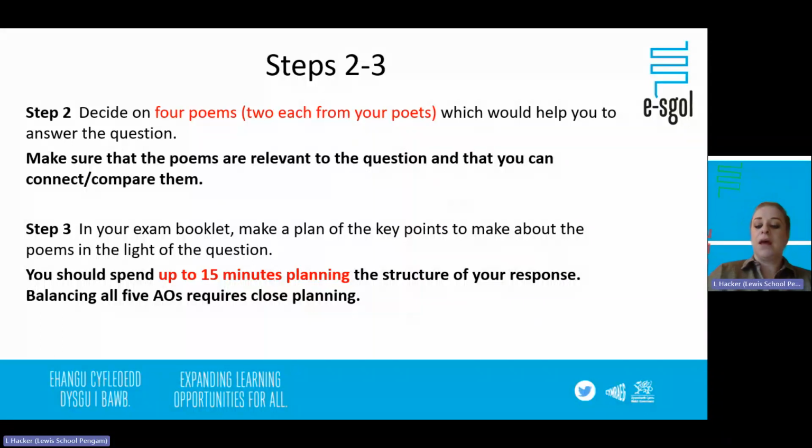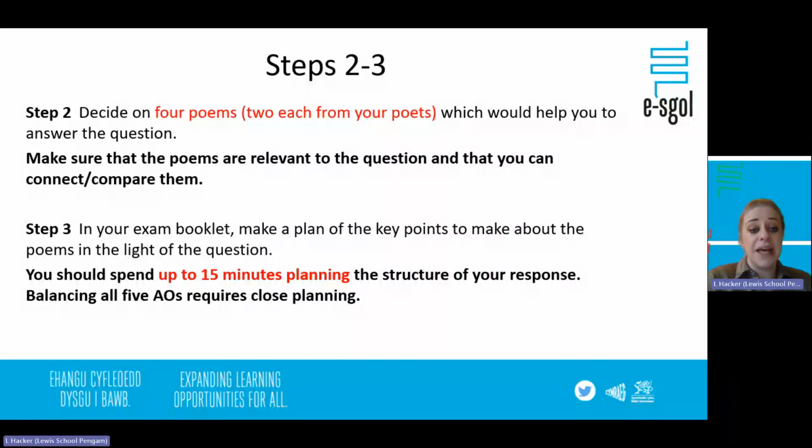Let's have a look. So once we've read and annotated our question, or at least highlighted the key parts, we need to decide on 4 poems, 2 from each poet, which will help us answer this question. You need to make sure that the poems are relevant to the question and that you can connect and compare them. So from your revision, you should start to get ideas in your head about which poems would be best to use for this particular question.